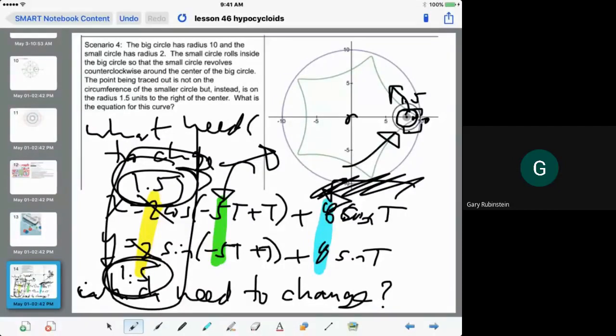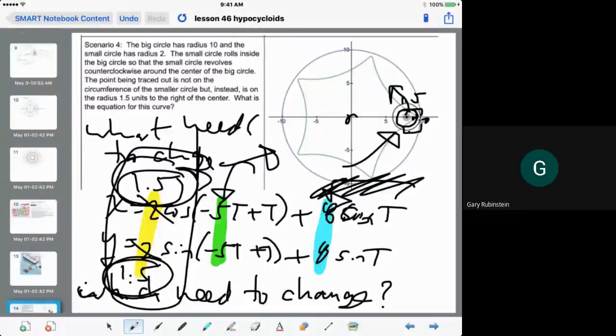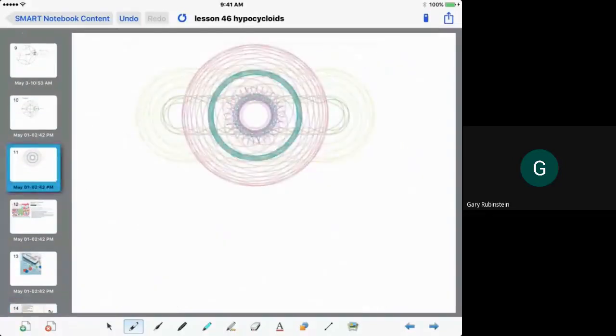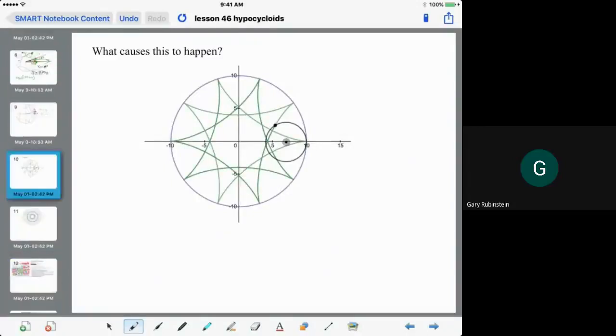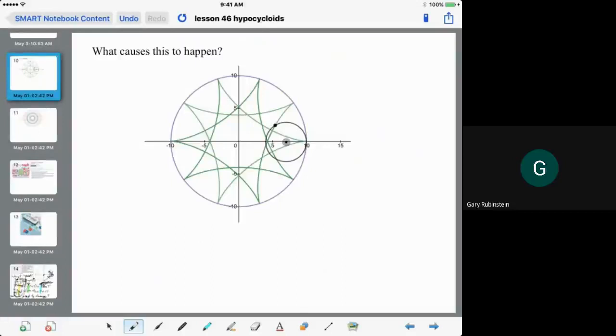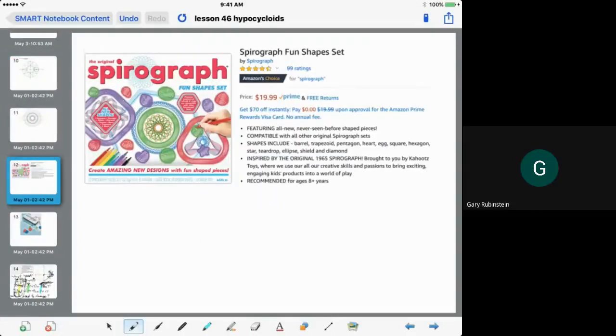So now we have learned how to find the equation for the spirograph curves, which is, I think, a really good kind of fun application. When you were younger, if you had a spirograph, you had no idea that you were making something that you would one day learn about in parametric equations.